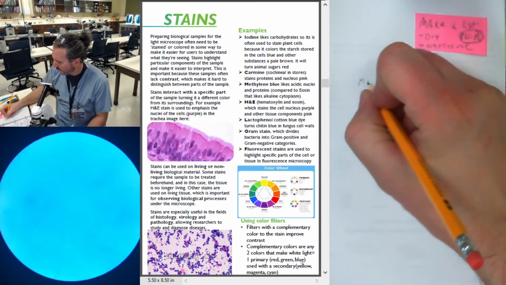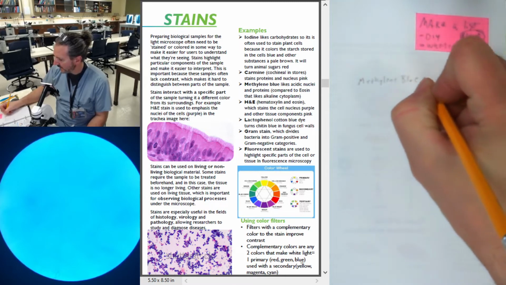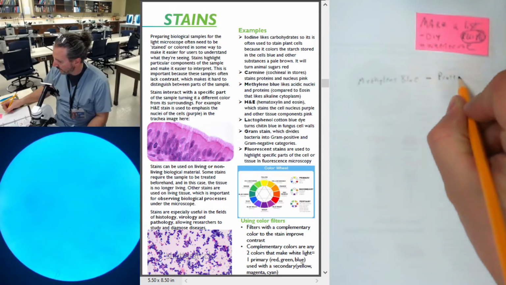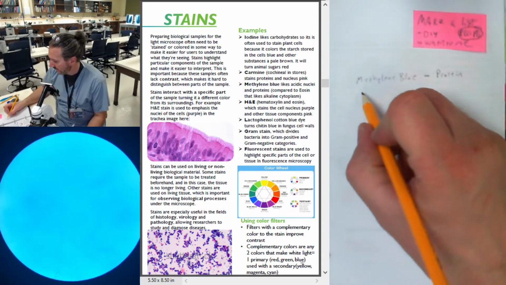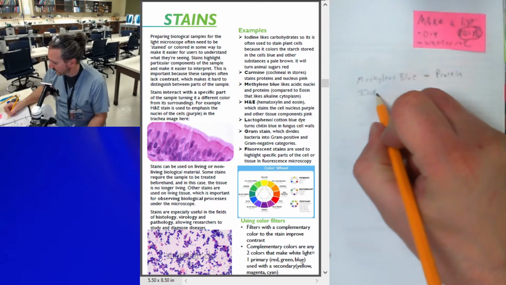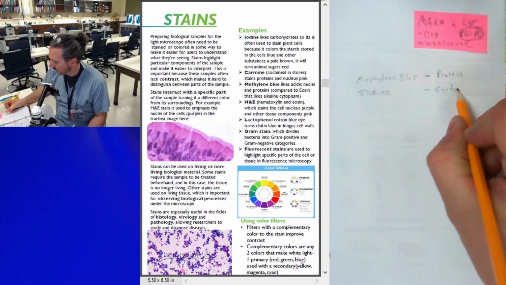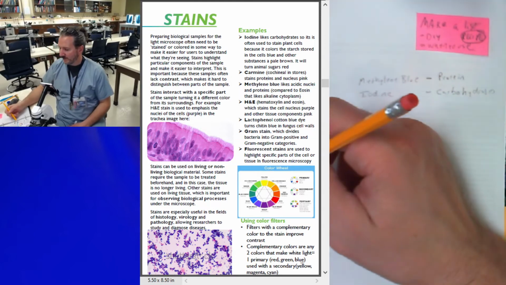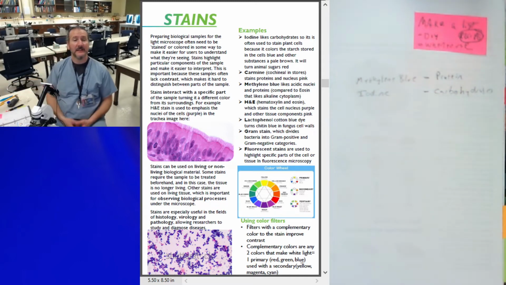So methylene blue on one side, and then what's it good at staining? Proteins. So anytime we talk about a cell that has proteins in it, this would be a good stain to go with. Iodine, really good for carbohydrates. There are more stains than are listed here, but if you look at the key pieces of stains, you'll find out what's good to stain.